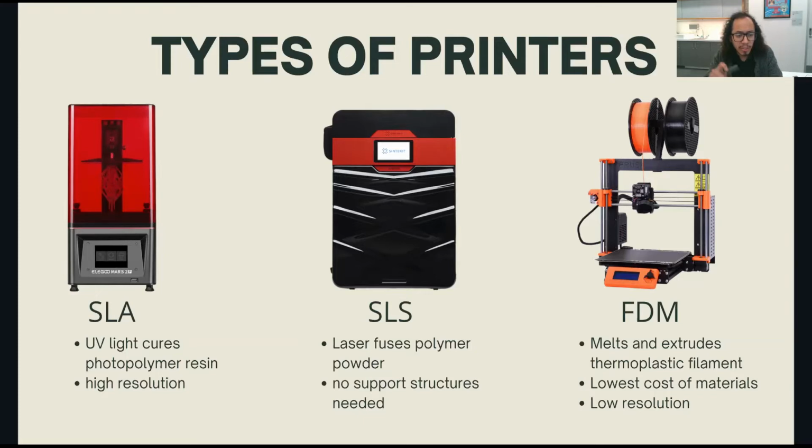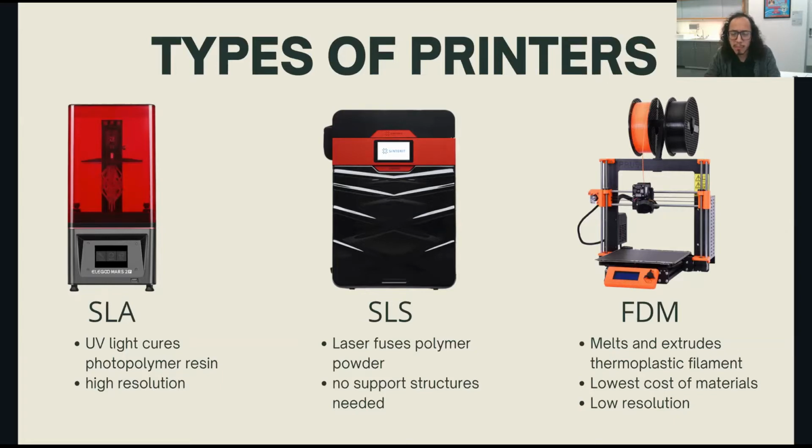It's a bit slower. It has high resolution. So if you're wanting to print minis or pieces that have to fit perfectly together, that's something that you might want to use. SLS printers kind of do the same thing, but they use a laser to fuse polymer powder. This creates a lot of waste, but it doesn't require support structures.